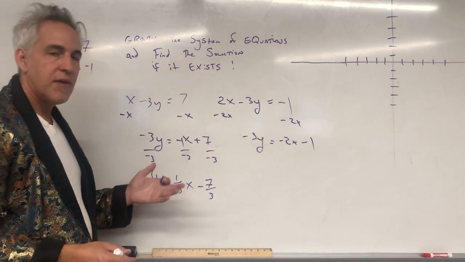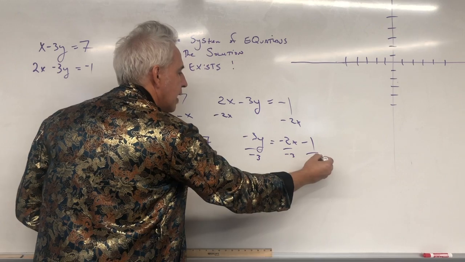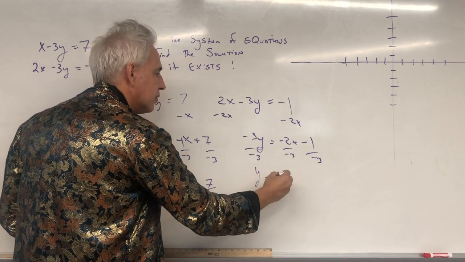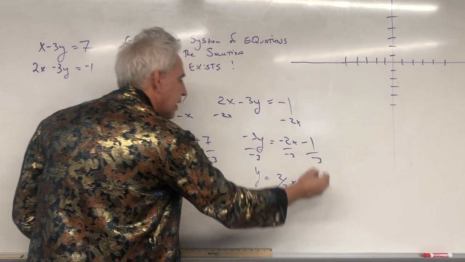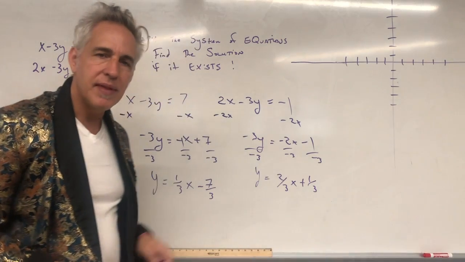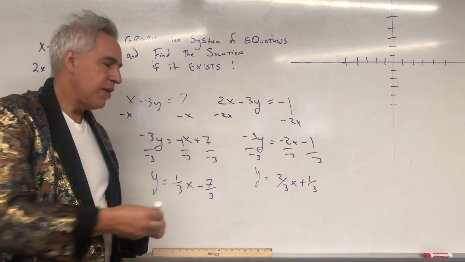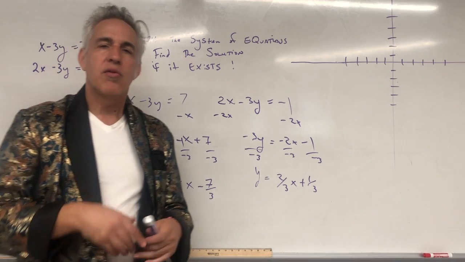Now this one, we're dividing by -3. And we end up with y equals 2/3 x plus 1/3. Again, double negatives, a negative divided by a negative is positive, so we end up with that. Now we need to take the information from here and create a graph.